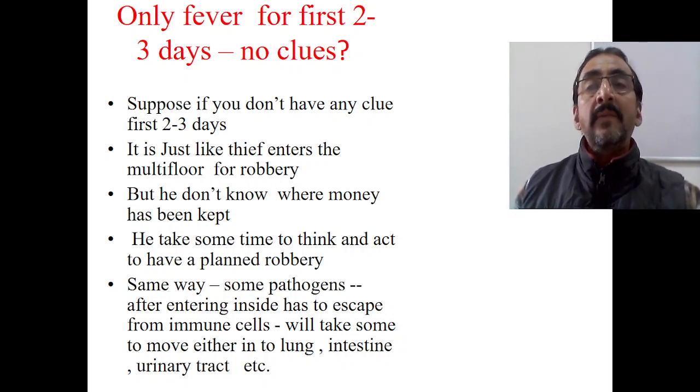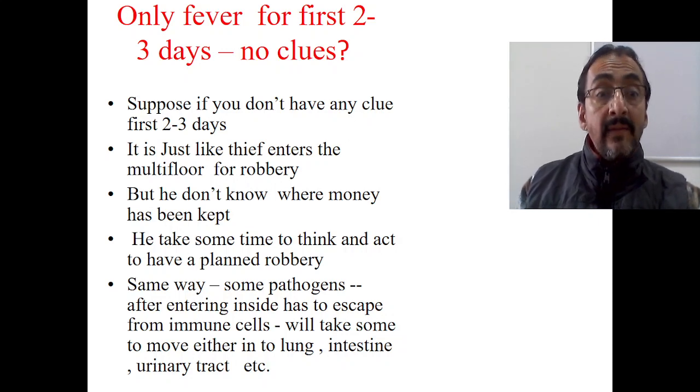If it localizes in the lung, then the child starts with breathlessness. If the child starts with irritability, it definitely suggests that the localization took place in the meninges. If it is burning micturition, that means the localization took place after 3 or 4 days in the urinary tract. If it is vomiting or diarrhea, then localization took place in the GIT.